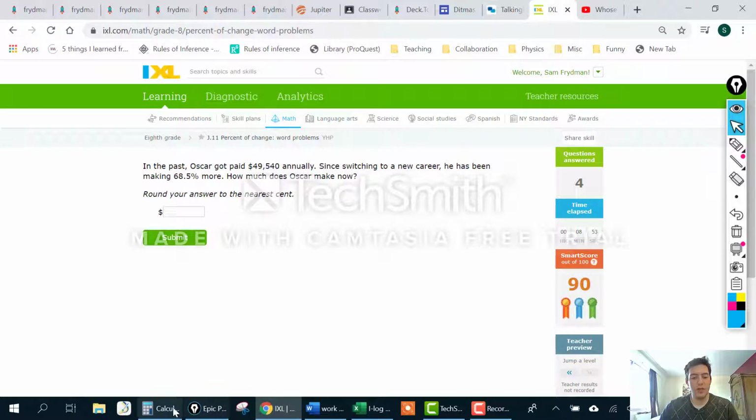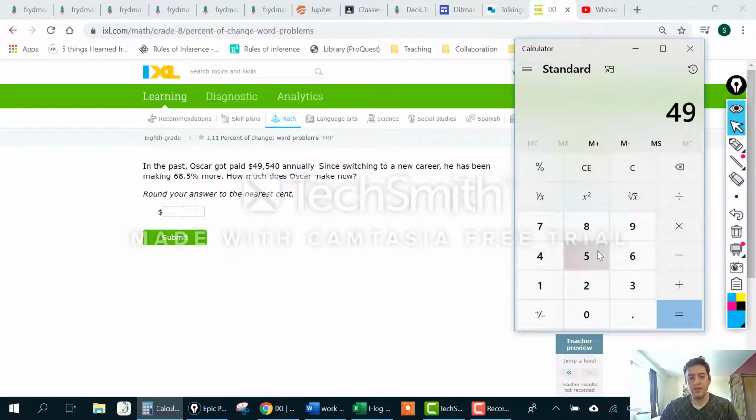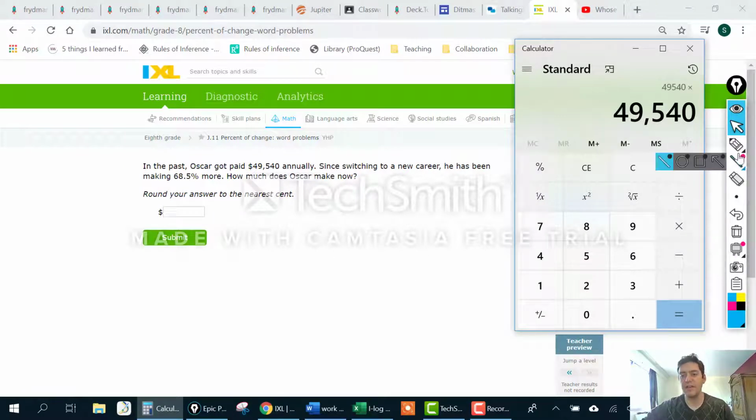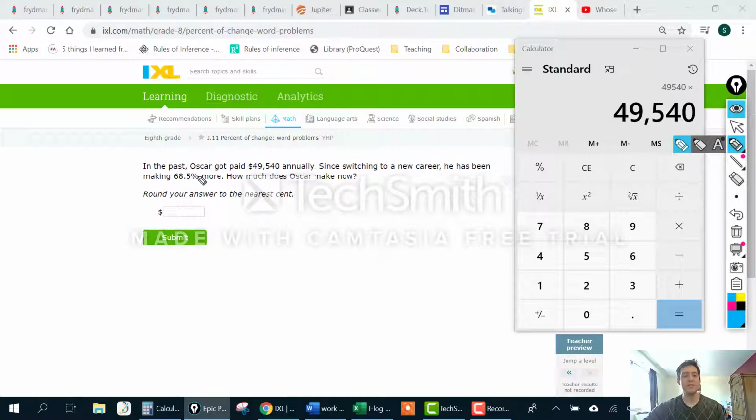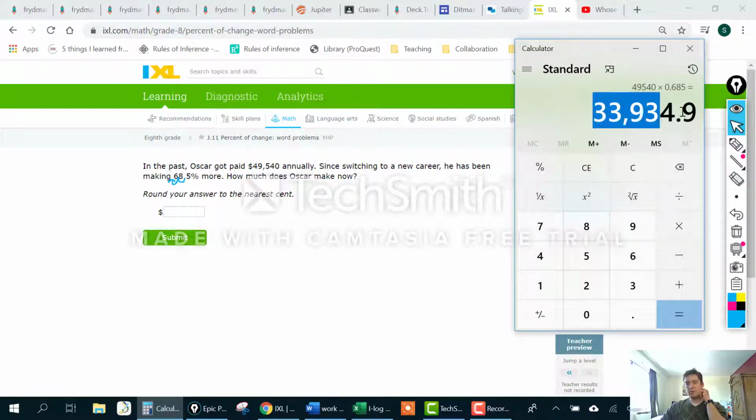So what I'm going to do is we're going to take this number, 49,540, we're going to multiply it by this number written as a decimal. So all we have to do, even though there's a decimal point in here already, that doesn't mean it's written as a decimal. Right now it's in percent form because there's a percent symbol here. So I'm going to take this and move the decimal point 2 spaces to the left. So I would get 0.685, and that's decimal form. So I'm going to multiply this by 0.685.